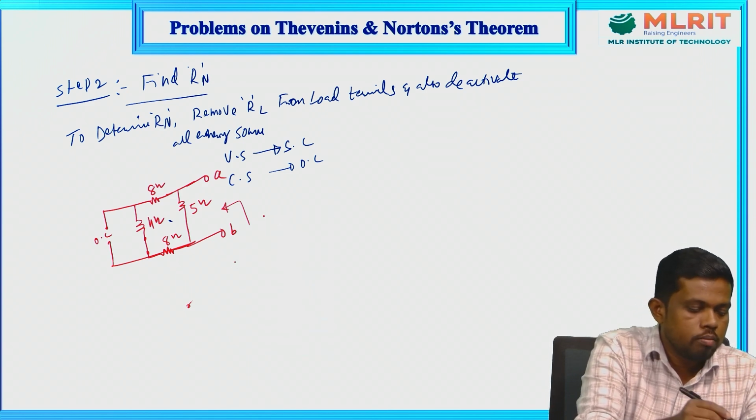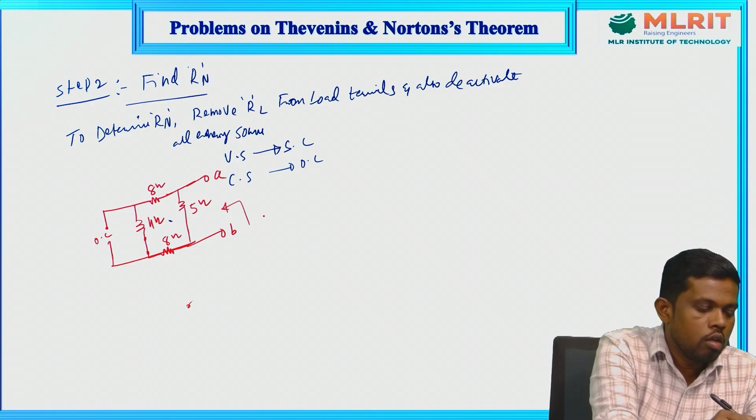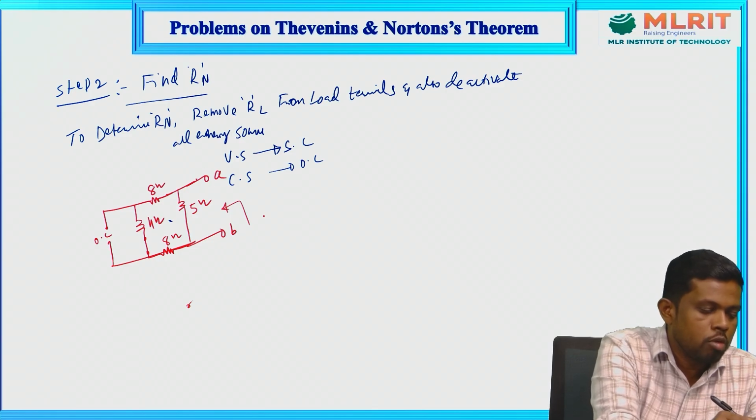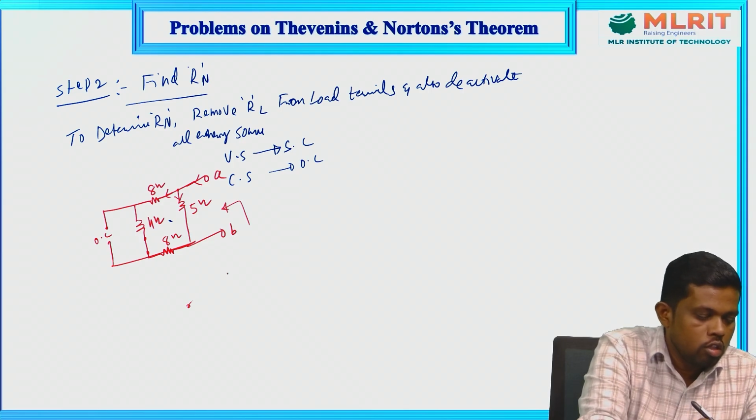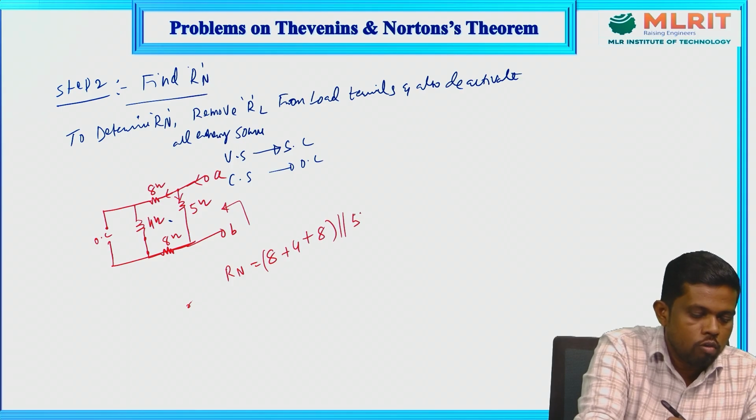Based on this, the current is given by a dummy source from the AB points, circulating like this and dividing between these two. The 8, 4, and 8 are in series. Therefore, RN equals 8 plus 4 plus 8 in series, which is parallel to 5. So we will get 20 parallel to 5.